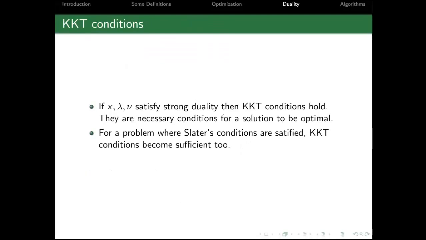Just to reiterate what we've already seen, if x, lambda, nu satisfies strong duality, then KKT conditions hold. So these are just necessary conditions and not sufficient. But for our optimization problem, when Slater conditions are satisfied, then KKT becomes sufficient also.